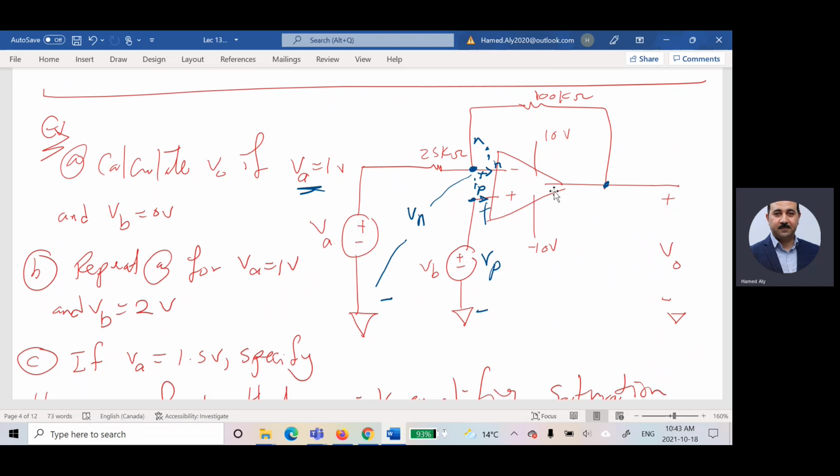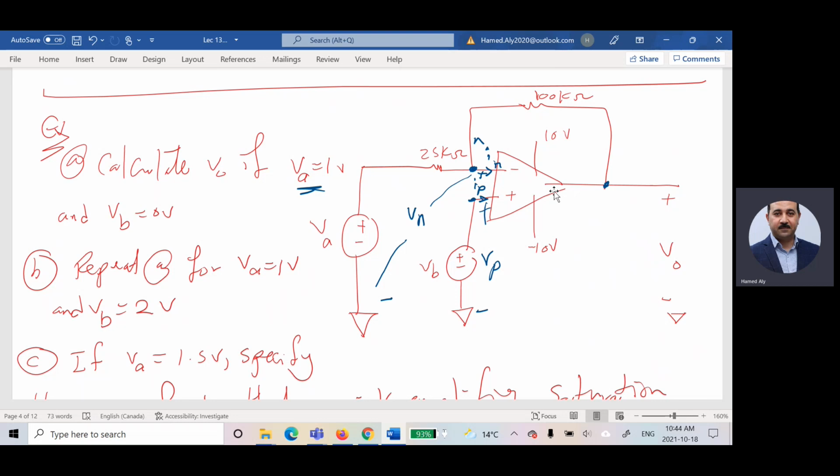And this assumption is acceptable because the error is very, very small. The second thing is I'm saying VP is equal to VN. So these are the two conditions I'm using, and I'm writing them for any operational amplifier before I start solving the problem. Then I will use my regular methods.